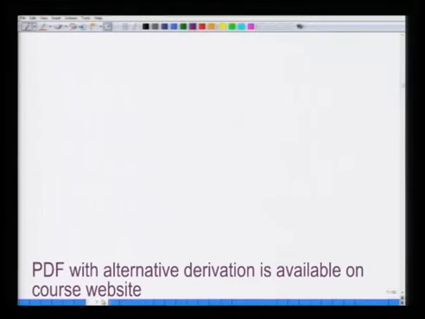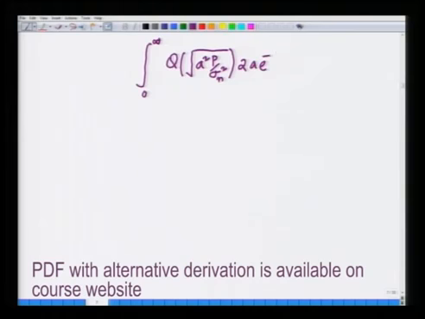So, now I am going to start with this expression, which is the integral from 0 to infinity of Q of square root of a squared P over sigma n squared into 2a e power minus a squared da.